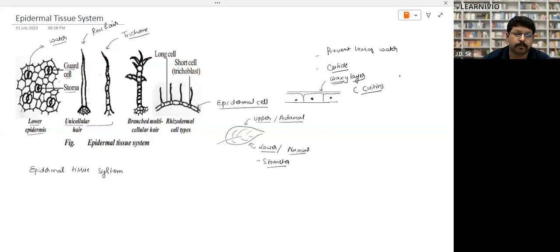Now you have to put the heading epidermal tissue system. After the class, you have to draw the diagrams, the stomata diagram and the hair diagram. Two things only, this one and this one. Please note it down. Put the heading epidermal tissue system.